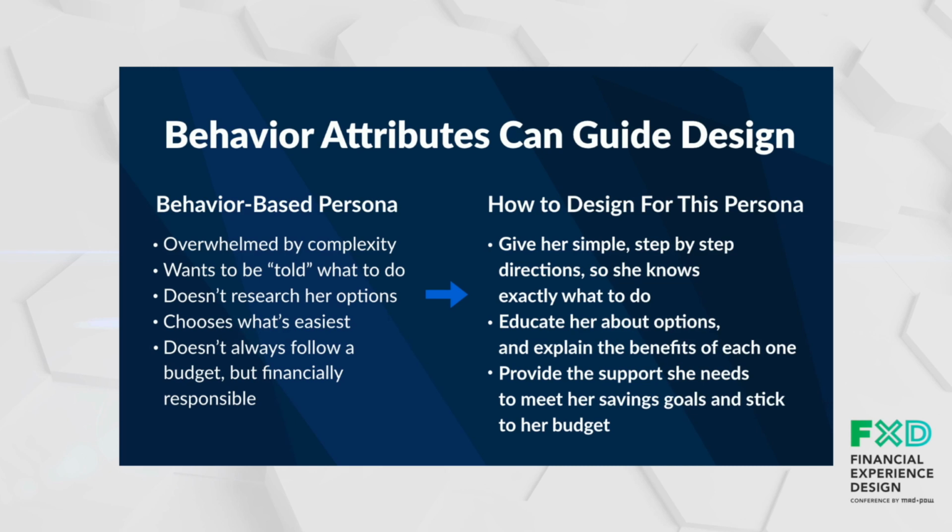There we go. The design decisions we have to make around that. So that behavior-based persona that tells me that she feels overwhelmed, what she needs is less complexity and choice, we can make design decisions such as giving her simple step-by-step directions so she knows what to do. Educate her about her options and explain the benefits of each one in a way that allows her to make that decision and not spend too much time.